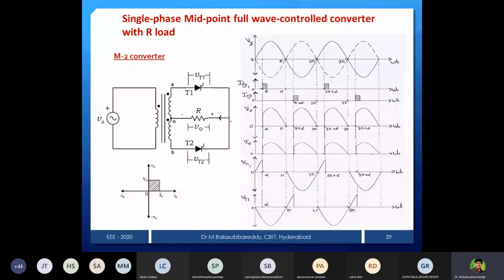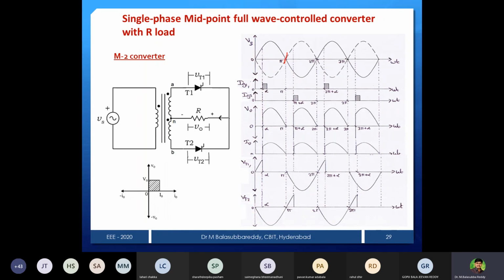And during the negative half cycle, this thyristor T1 is going to be turned off at pi due to natural commutation. The reason is the current also will be 0 at pi, because with a resistive load, voltage and current are in phase. Therefore current also will be 0 at pi. That is the reason the thyristor is going to be turned off at pi. Then the pi to pi plus alpha interval. So over up to this pi.